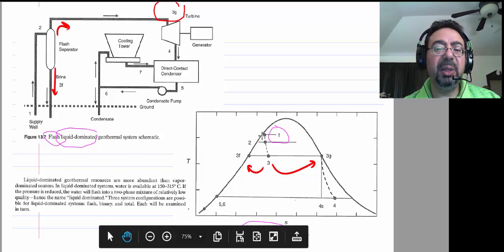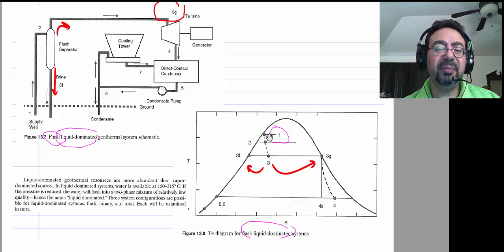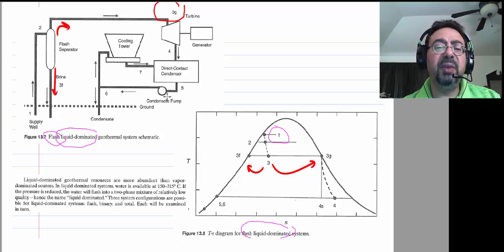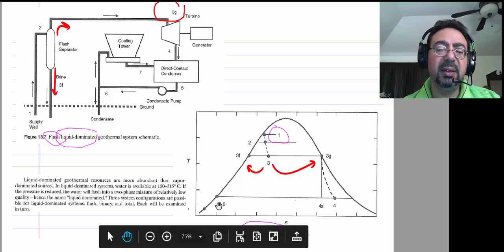It's going to be high over here, that pressure. So we need to pump it, and we cannot pump it to that pressure when it's vapor. Why? It takes a lot of power to pump it if it's a vapor. But if you turn it into liquid by a condenser from 4 to 5, then it's super easy to pump the liquid. Pump work is very small.